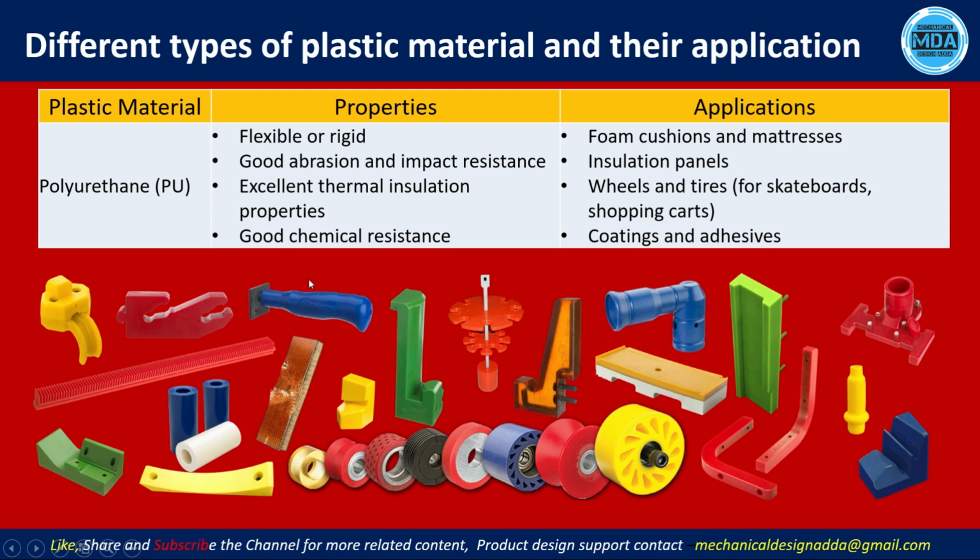Then polyurethane, generally written as PU, and these are the polyurethane products. It can be flexible or rigid in nature, with good abrasion and impact resistance, and good chemical and thermal insulation property.